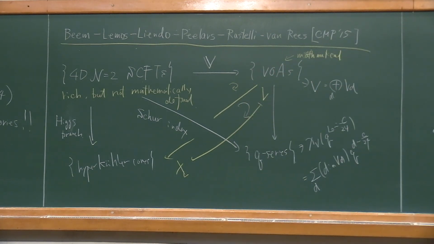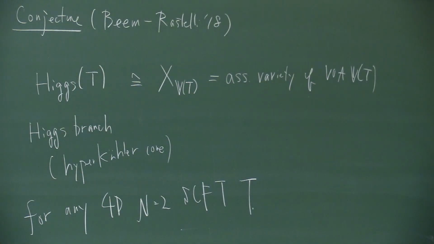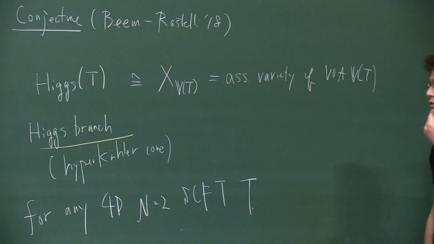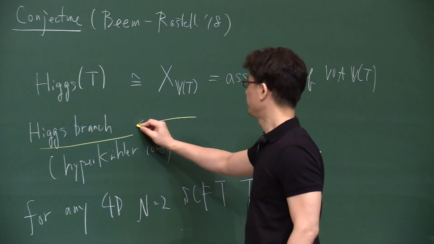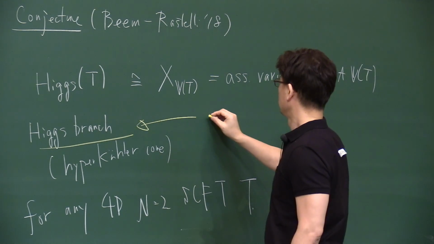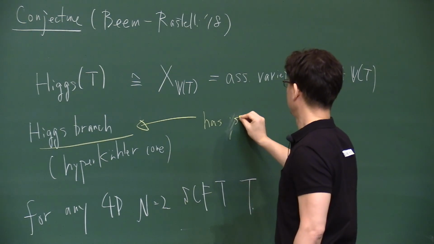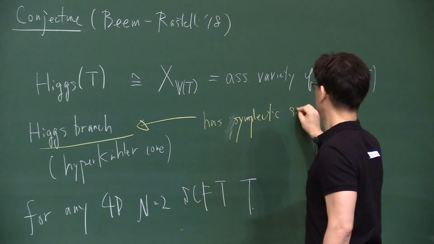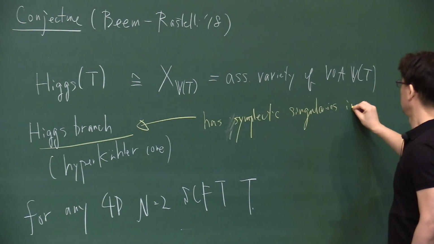And this Higgs branch, so this is a hyperkähler cone. So in particular, it's a symplectic variety. And this Higgs branch, in most cases, has so-called symplectic singularity. In most cases.